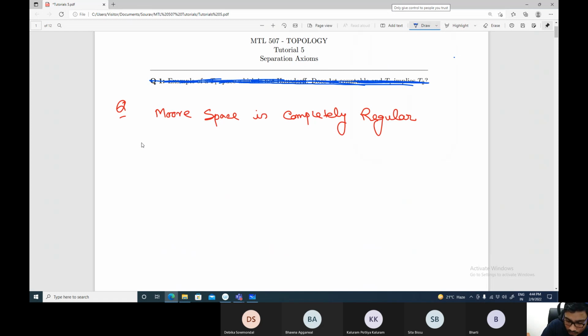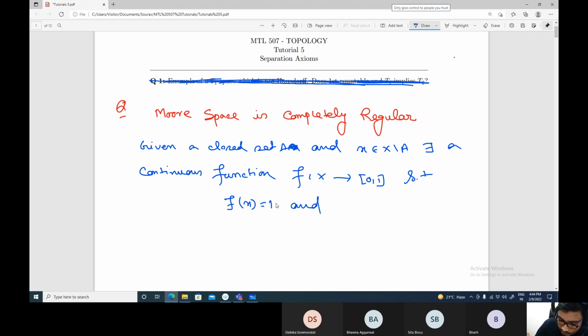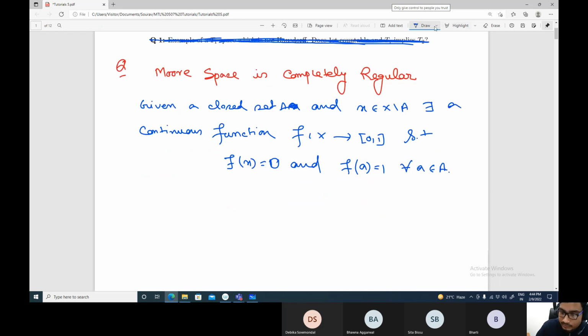Completely regular means given a closed set A in X and x belongs to X minus A, there exists a continuous function f from X to [0, 1] such that f(x) equal to 0 and f(a) is equal to 1 for all a belongs to A. This is the definition of completely regular space.